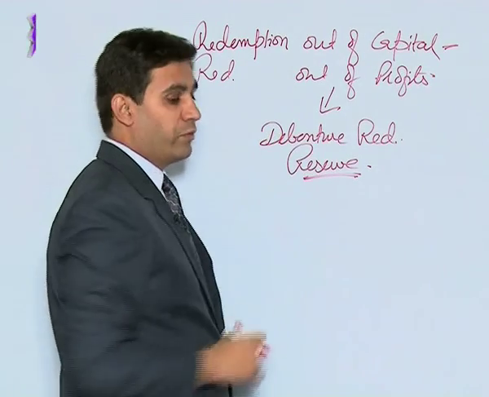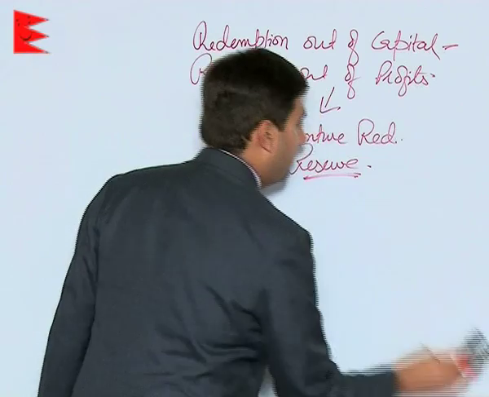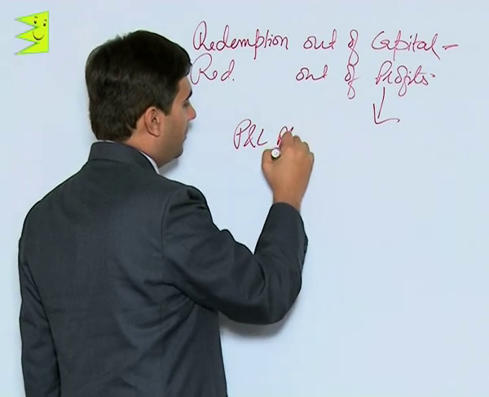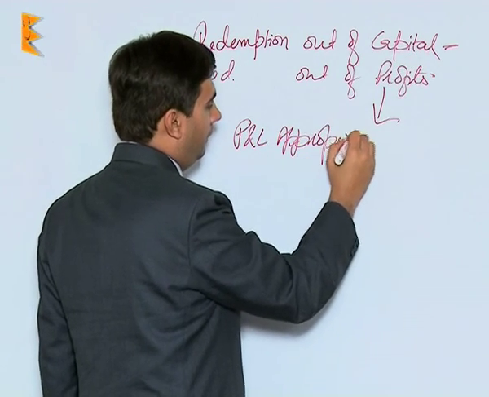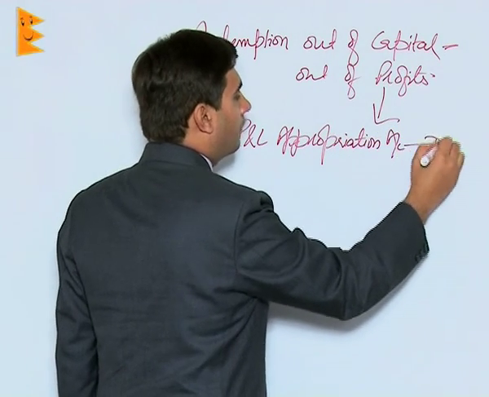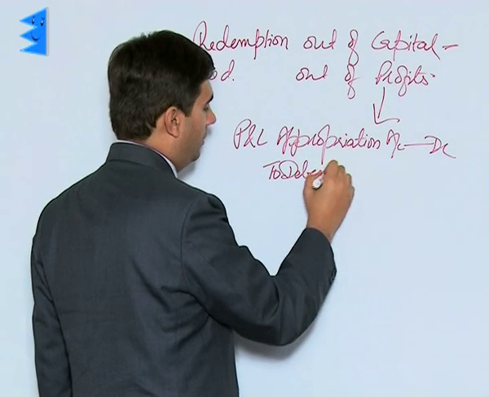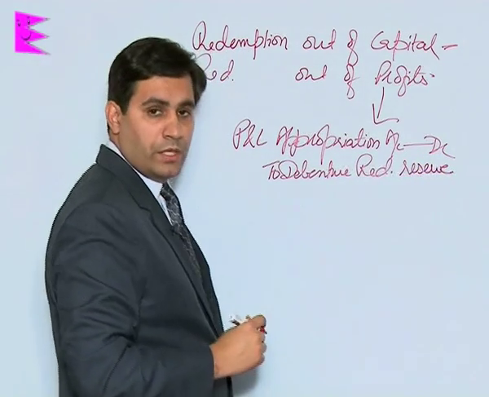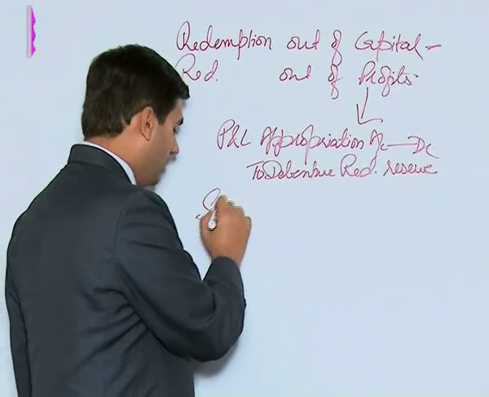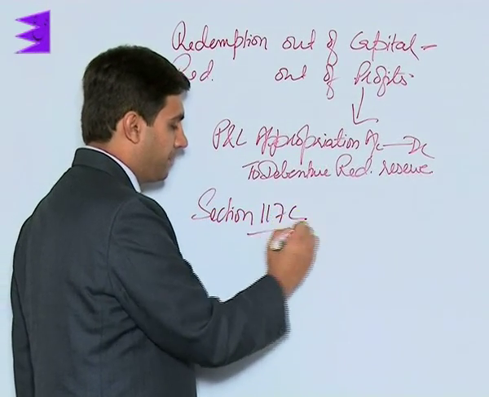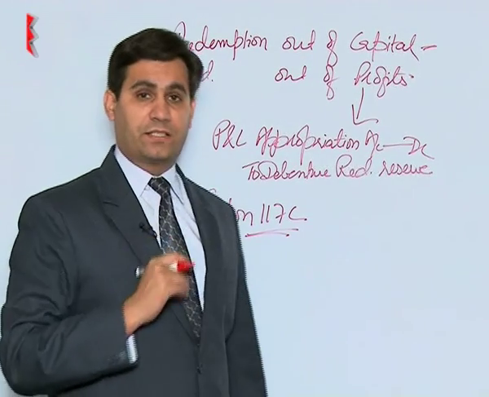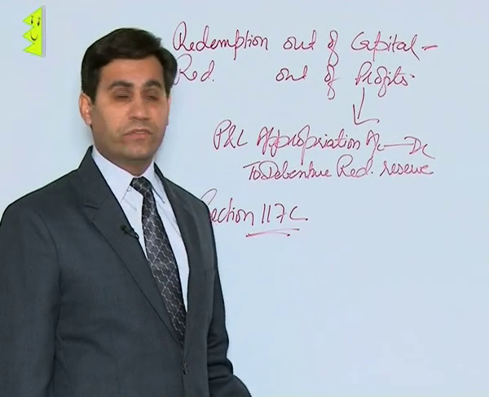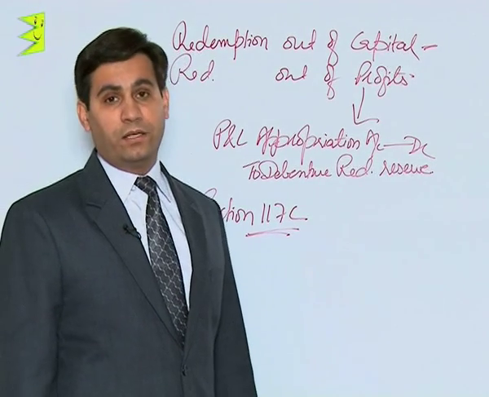In case of redemption out of profits, there is one additional journal entry besides the entries that we had just discussed, and that entry is P&L appropriation account debited to debenture redemption reserve. Right, students? Remember, section 117C of Companies Act 1956 makes it mandatory that before the debentures are redeemed, the company has to create reserve, that is debenture redemption reserve, to facilitate their redemption.